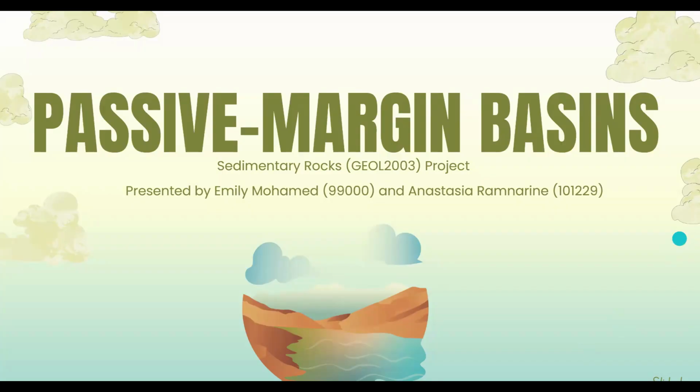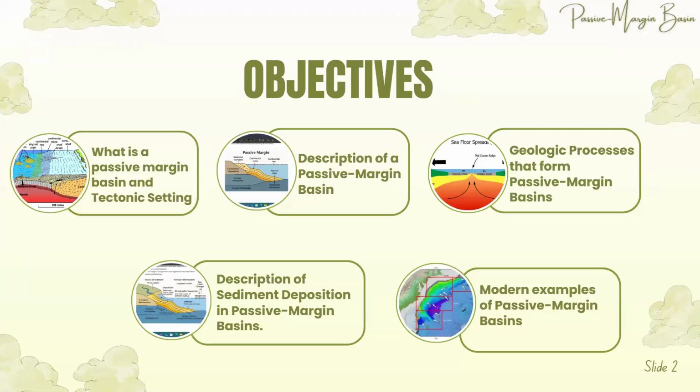First, we will explain what a passive margin is and the tectonic setting in which it develops. Next, we will provide a description of a passive margin basin and outline the geologic processes that lead to its formation. We will then discuss how sediment is deposited in passive margin basins and explore modern examples of these basin types.